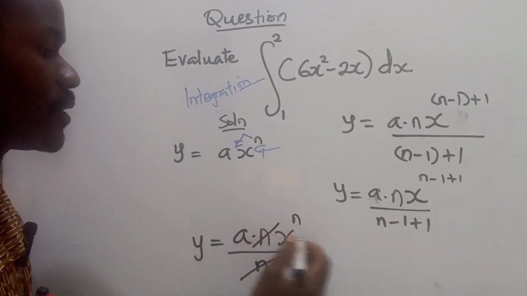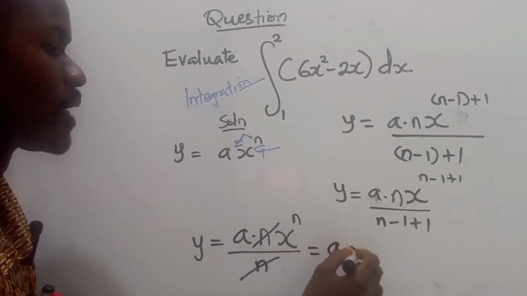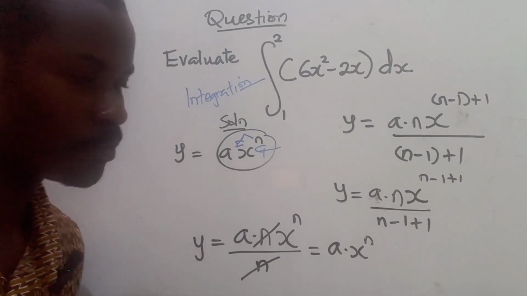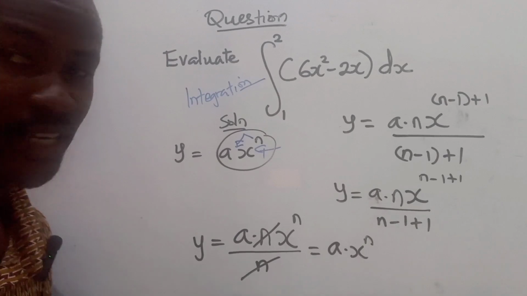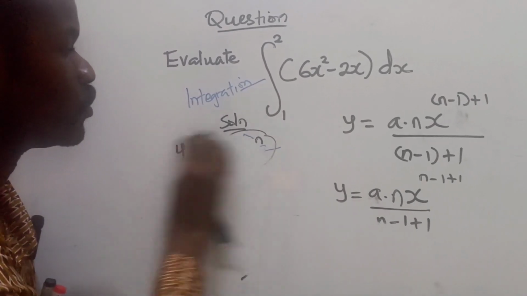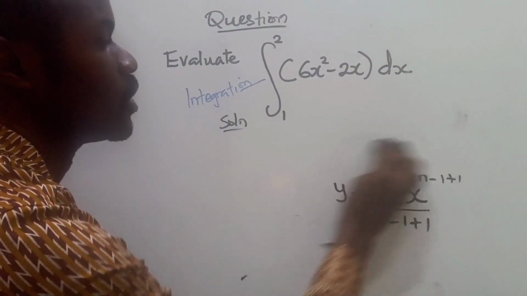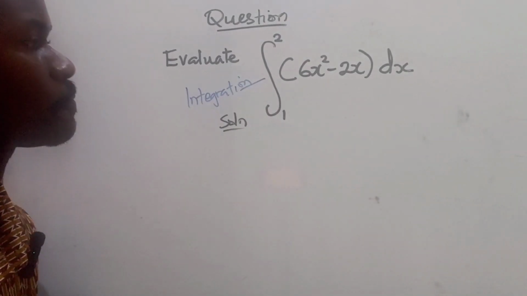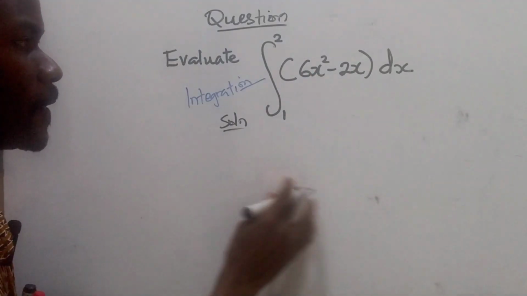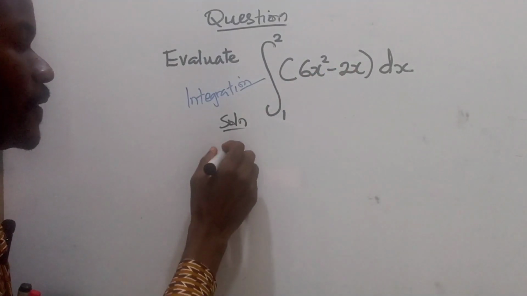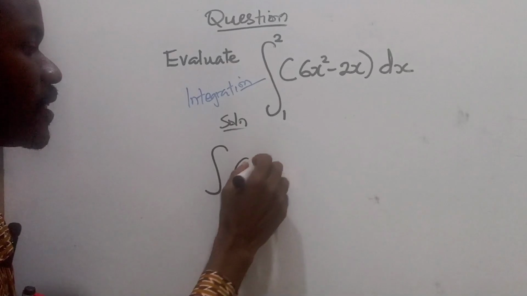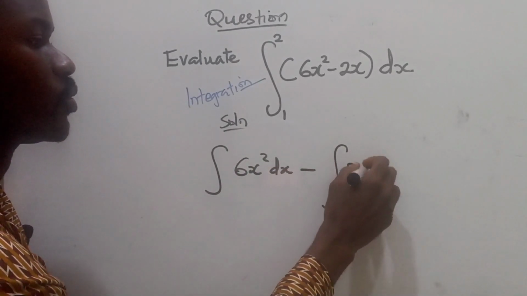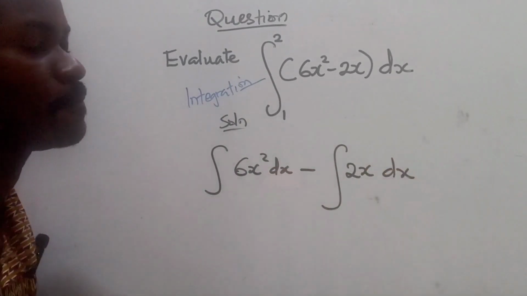Now these will cancel out, so we are left with a multiply x raised to power n, which we have here initially. So with this, we can now solve the equation we have on the board without wasting much of our time. So this equation becomes differentiating 6x squared dx minus differentiating 2x dx.